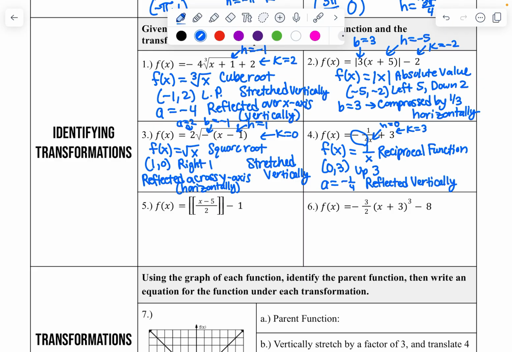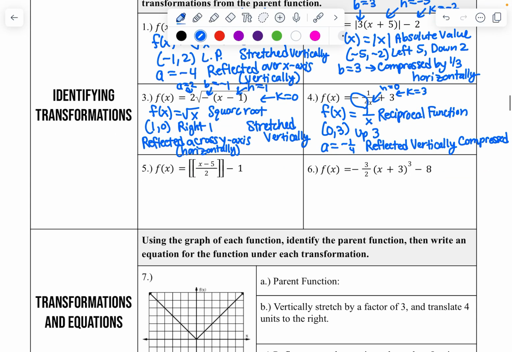And then compressed. It would look the same if you said it was the b value and we reflected across the y-axis horizontally. Talked about structural compression there. The graph would look the same, so you can interpret it both ways there. All right, number 5, we have the greatest integer function.